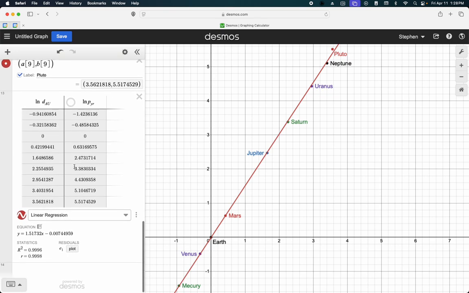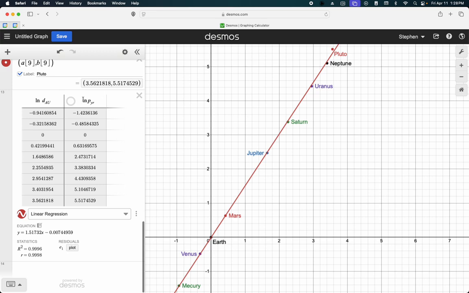So this is what your screenshot should look like. Include the log data table, include the linear regression, and include your chart showing Mercury through Pluto with the line of best fit.